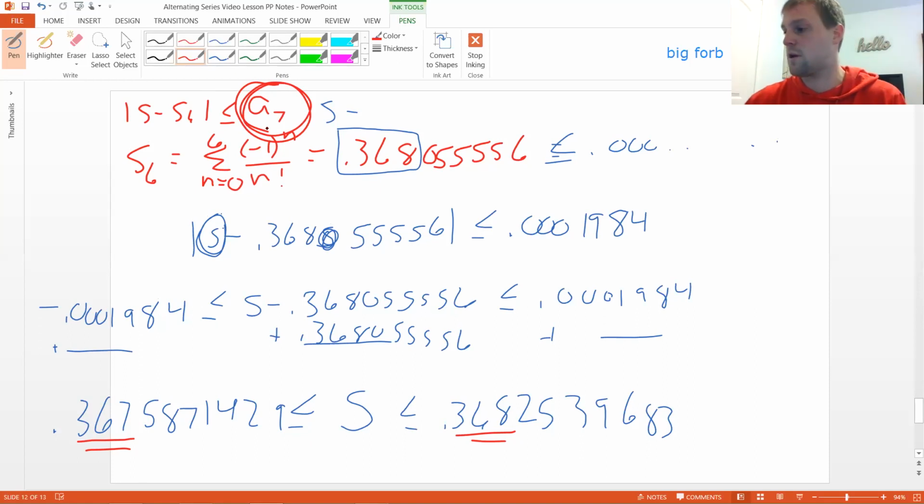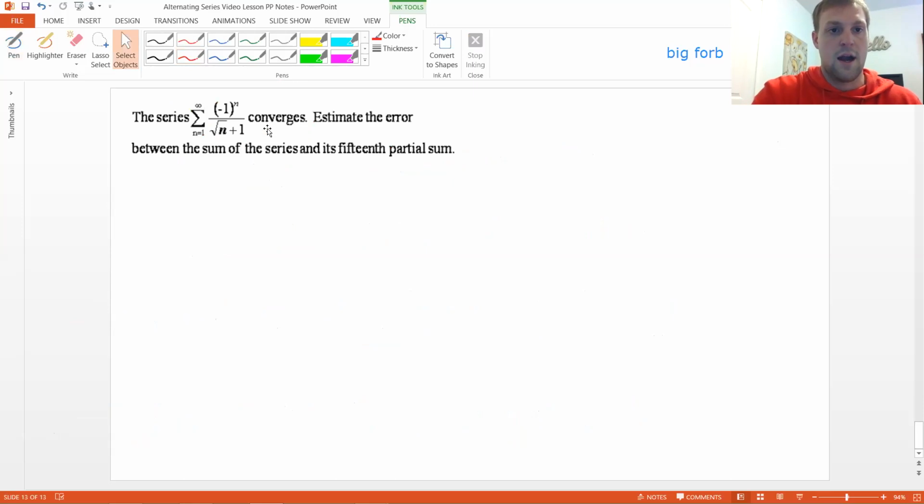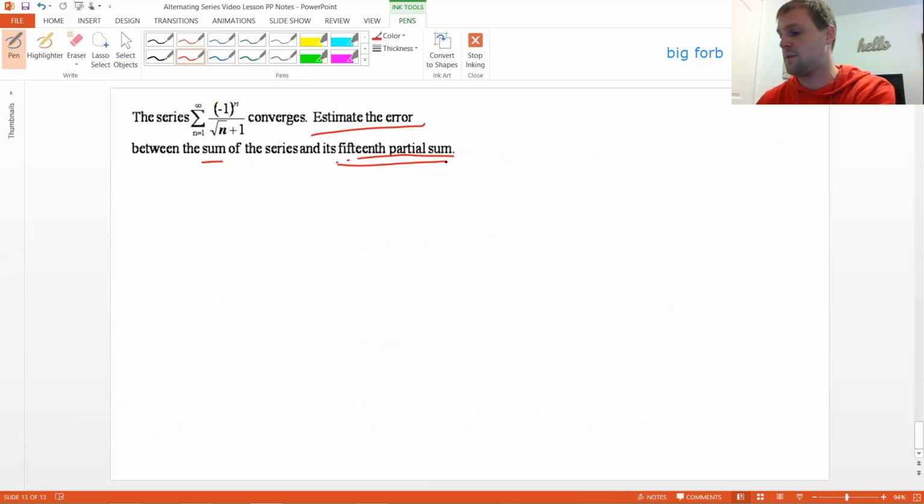All right, last one and I'll shut up. This one's easier. I'm already telling you it converges, so we don't have to do the test for convergence. All I'm asking you to do is estimate the error between the sum of the series and its 15th partial sum. That's it. I want to know what that error is going to be.